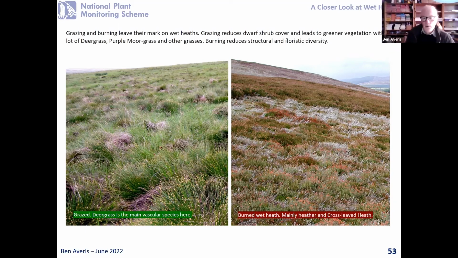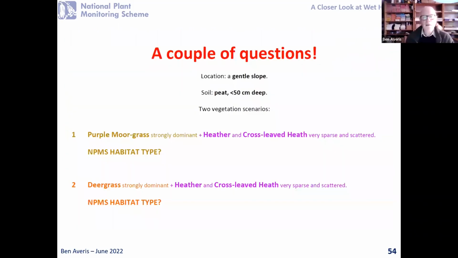So yeah, it does leave its mark on the vegetation. Next picture is talking about a couple of questions. So if we imagine ourselves on a gentle slope on peat that's less than 50 centimeters deep, so shallow peat, and two possible scenarios: purple moorgrass dominant with just titchy bits of heather and cross-leaved heath.